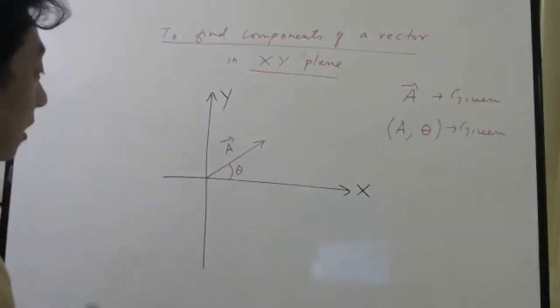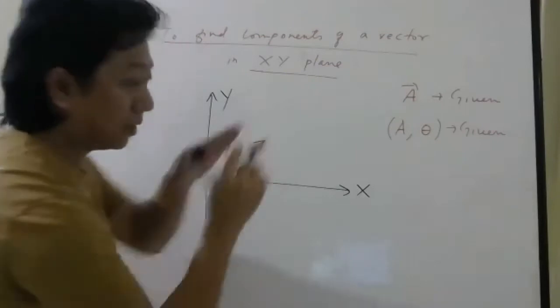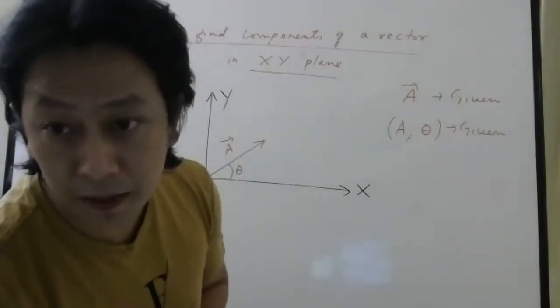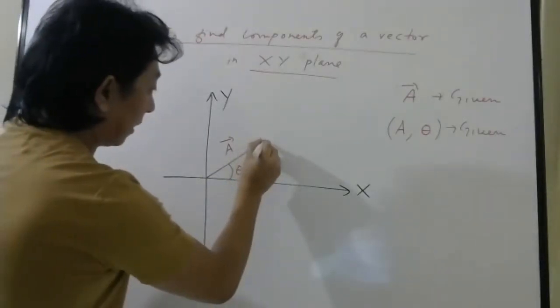Now, how to find components of this vector? Very simple. From the tip of the vector, you drop a line like this.